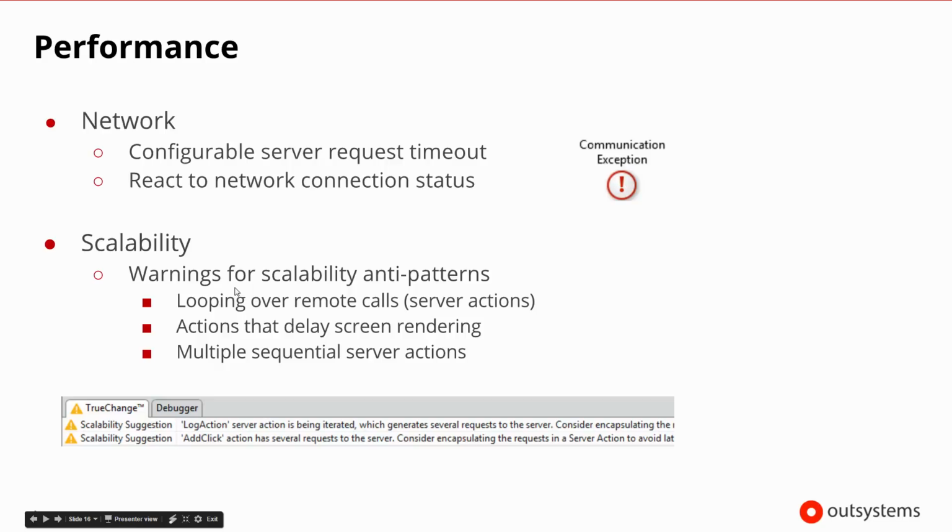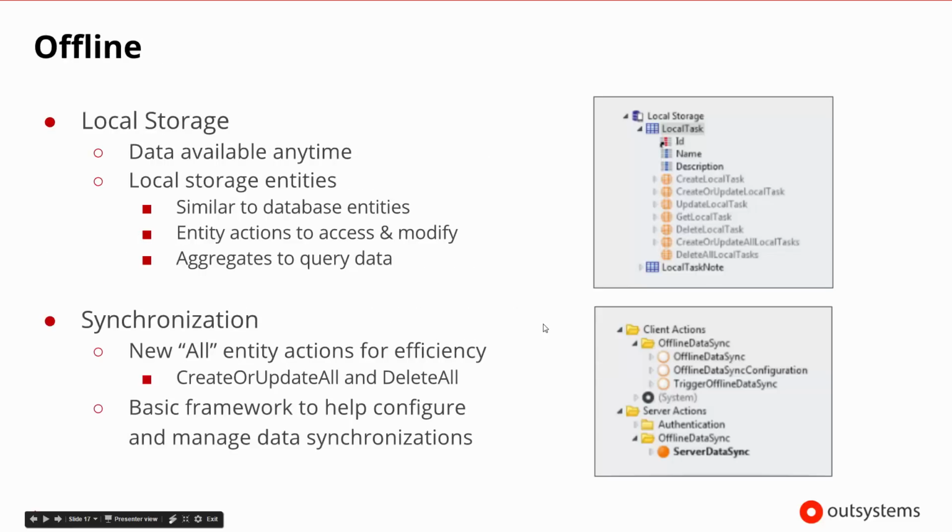So there are a new set of warnings that are available, and they basically try to detect all of the scalability and communication anti-patterns so that we know when we're doing something that may affect the performance of our mobile app. So anything that might delay the screen rendering, anytime we're making multiple server action calls together, we could probably bundle those up. So a lot of really good scalability warnings to help make sure our mobile apps will have great performance. Another thing we could do to improve the performance is not make as many server calls and store some of the data locally.